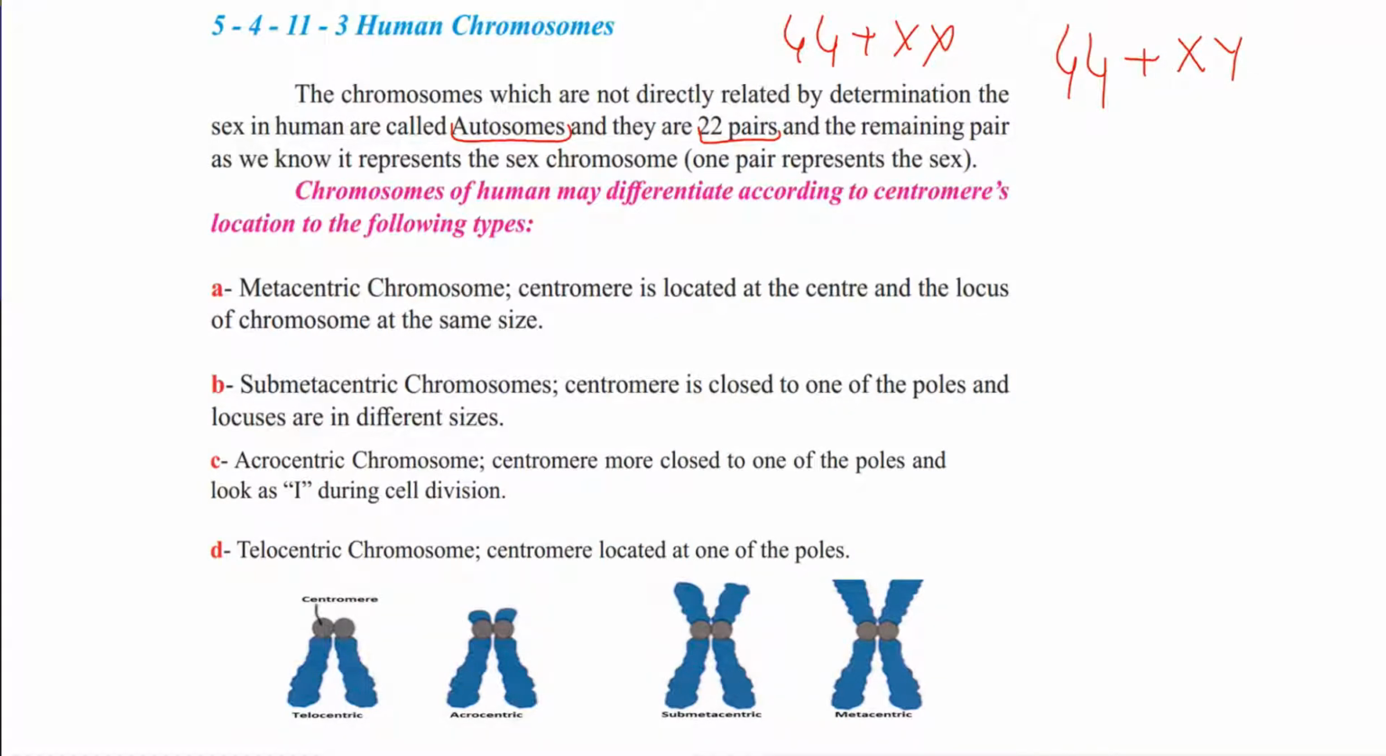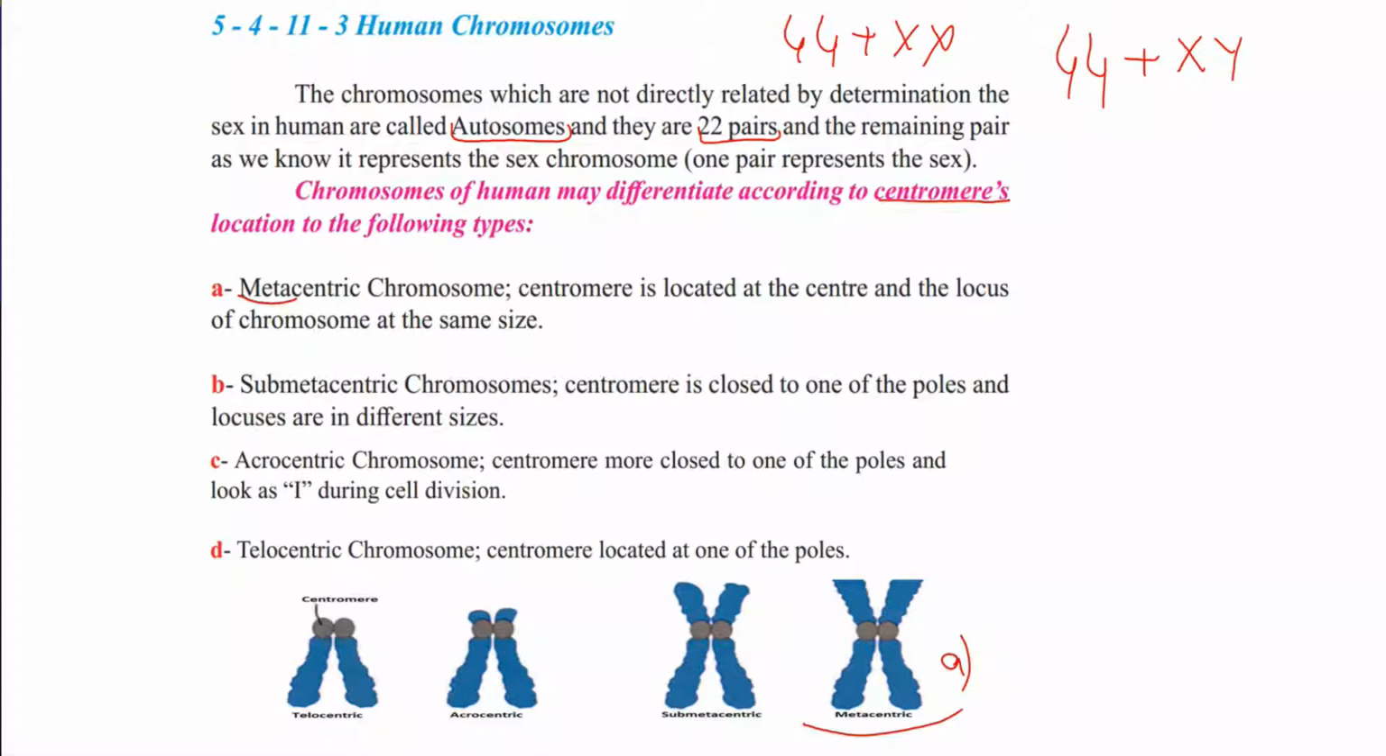Human chromosomes differ in shape according to the location or position of the centromere. We know the centromere is the point which connects two sister chromatids to one another. In a metacentric chromosome, we know from metaphase that meta means center, so the position of the centromere is the center of the chromosome. The centromere is located at the center, as we see in this picture.